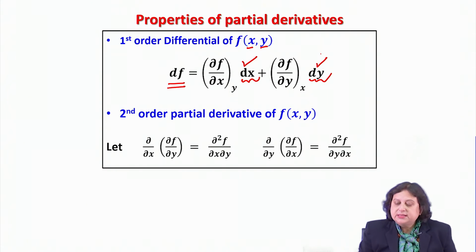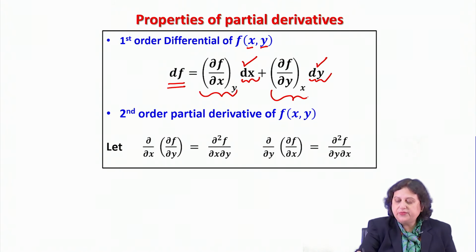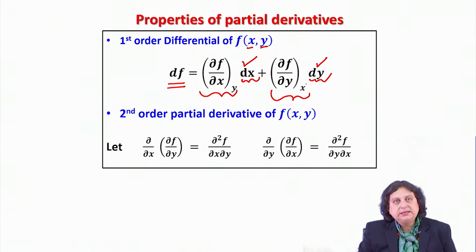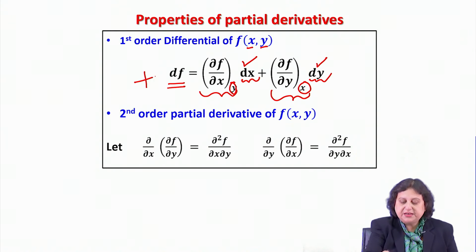And this simple expression tells you that there is a coefficient in front of dx, and there is another coefficient in front of dy, and these are nothing but the partial differentiation of the function with respect to the corresponding independent variable, keeping the other independent variable fixed, as you see from here. So, what does this expression say?